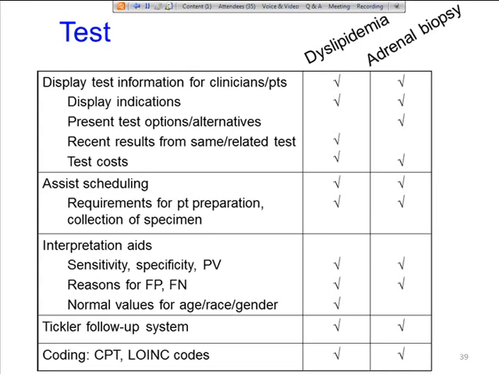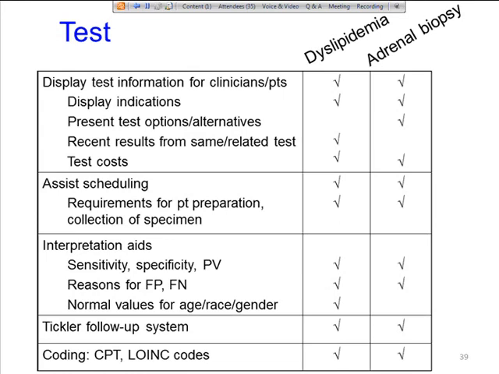These are things that might be part of a decision support system where a test is called for. We may look for assistance with scheduling, requiring what are the requirements for patient preparation or collecting the specimen. We might want to offer interpretation aids. What is the sensitivity, specificity, predictive value of this test? The reasons for false positives or false negatives. What are normal values for age, race, and gender?